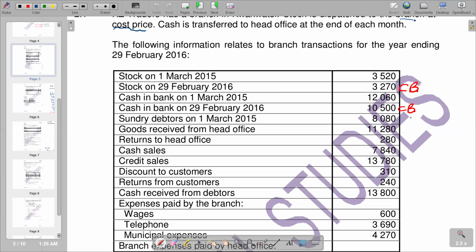Then we go to the next item, goods received from head office, 11,280. What you need to do is identify the double entry involved when we have goods received from head office. The double entry is that we debit the branch stock, since the branch is going to receive the stock, and we credit goods to branch. Debit branch stock and credit the goods to branch account. So let's take note of the double entry. We have both accounts there, so we'll start by entering on the debit side of the branch stock account.